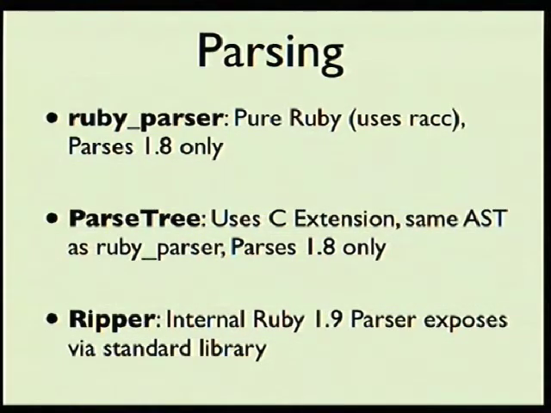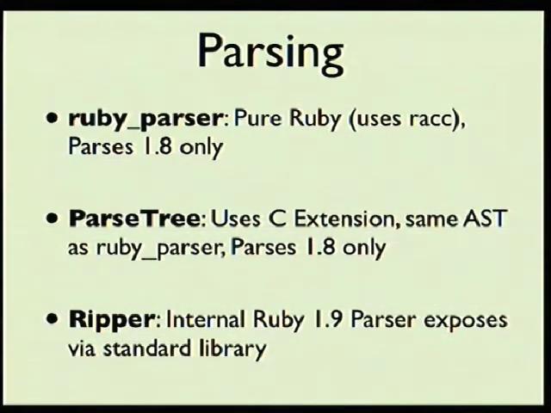The first 2 are very similar. They're both Seattle RB projects by primarily Ryan Davis. And really the only difference between those 2 is that Ruby parser is pure Ruby, and parse trees is a C extension. They both emit the same flavor of AST, and that's the flavor that I've been showing you in the examples. A limitation of the first 2, however, is that they only parse 1.8 syntax. And notice I said 1.8 syntax, not code, because you could, in theory, have a program that's Ruby 1.9, but doesn't use the 1.9 syntax features, and so they would still be able to parse that.